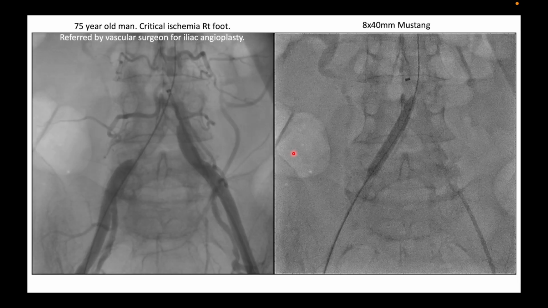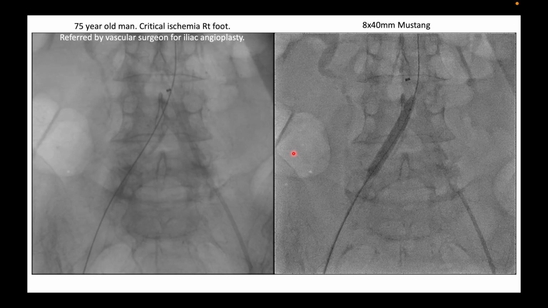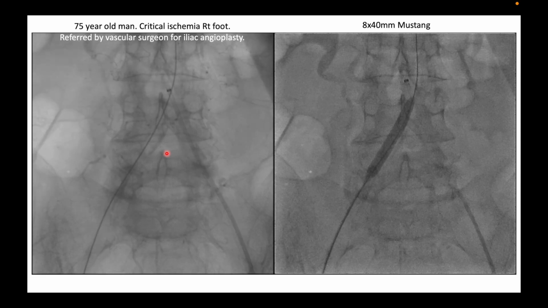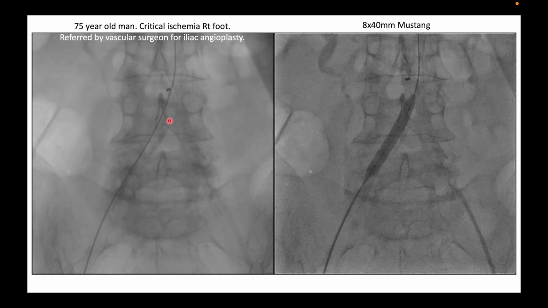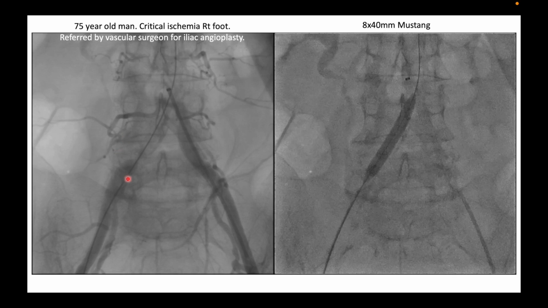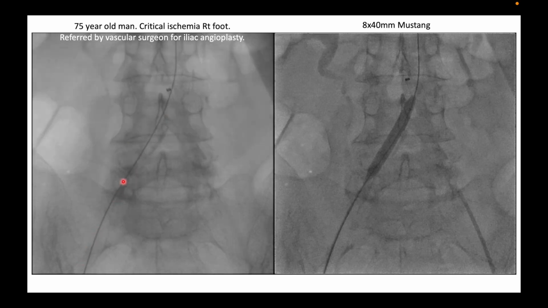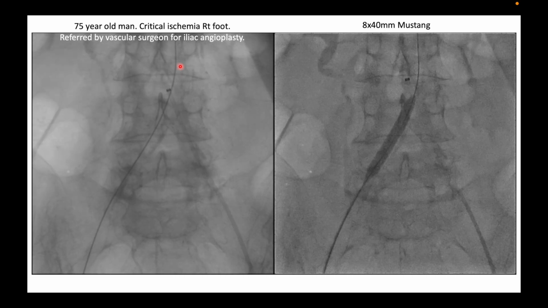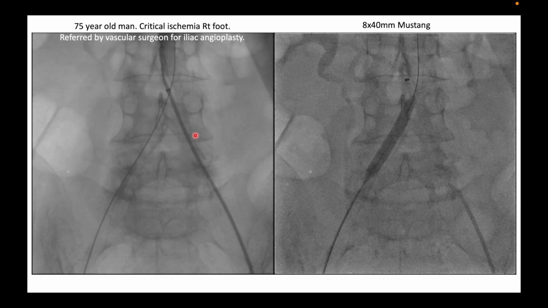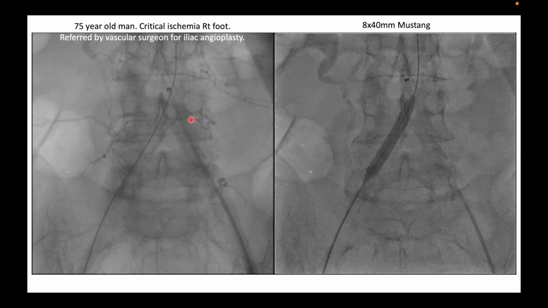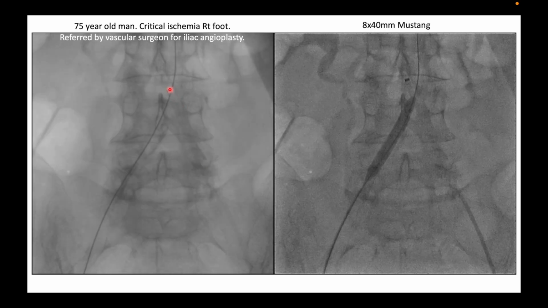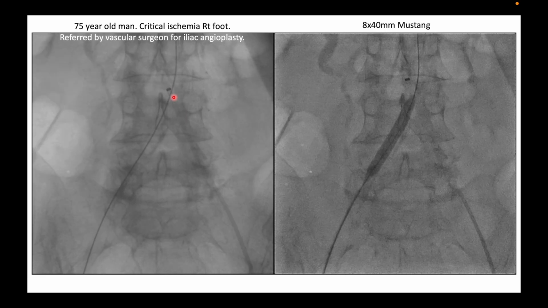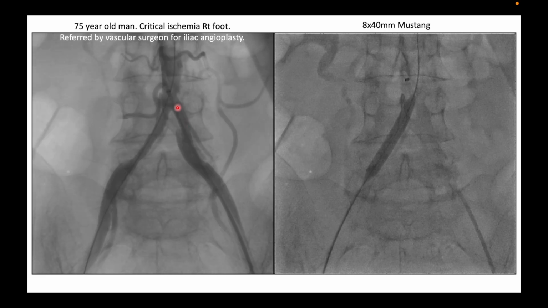Now this is another case, which is a 75-year-old man with critical ischemia of the right foot, and he was referred by vascular surgeon for iliac angioplasty. So you can see here, that's the disease there. So we've crossed our wire from the right femoral access, and then on the left side we are protecting the left side not only by advancing a wire but also advancing a 45 centimeter 6 French destination sheath. So that is in the left iliac now.